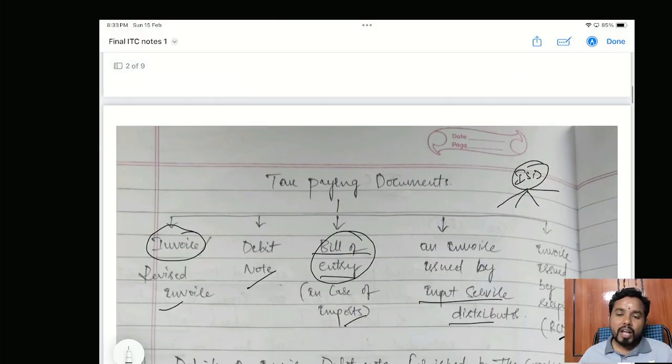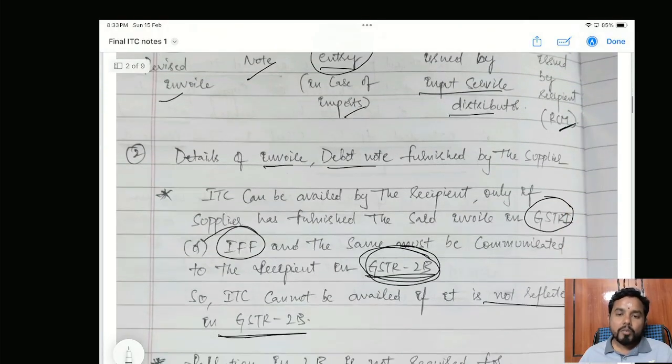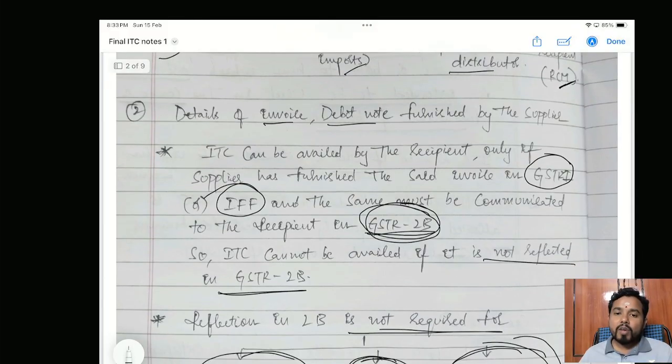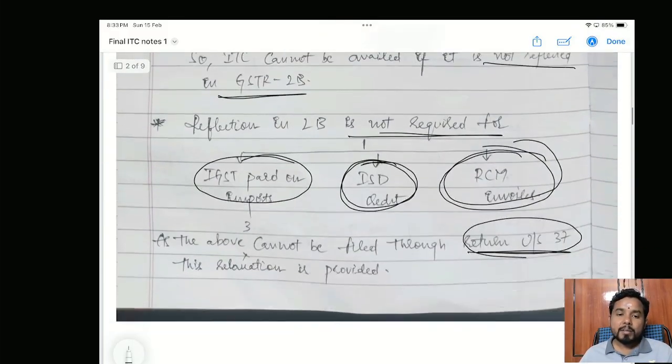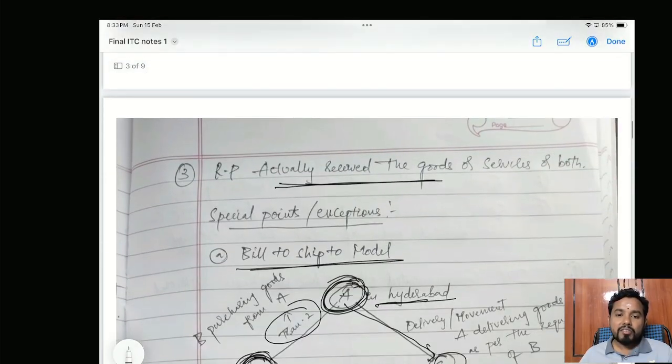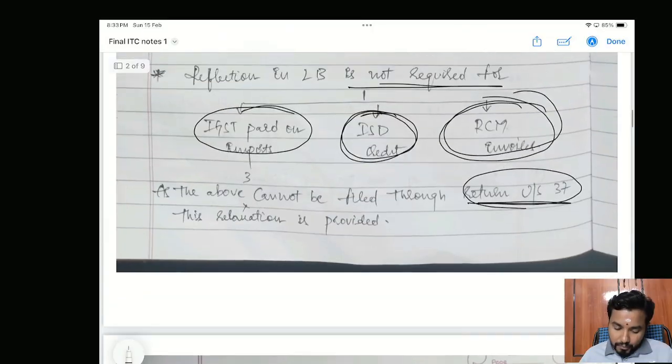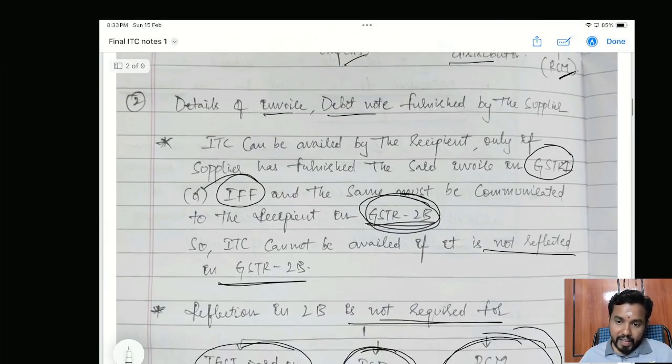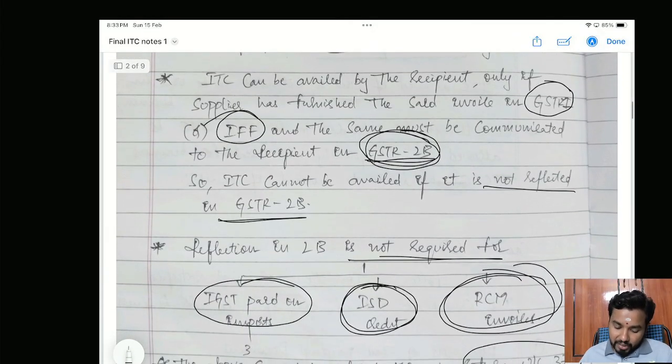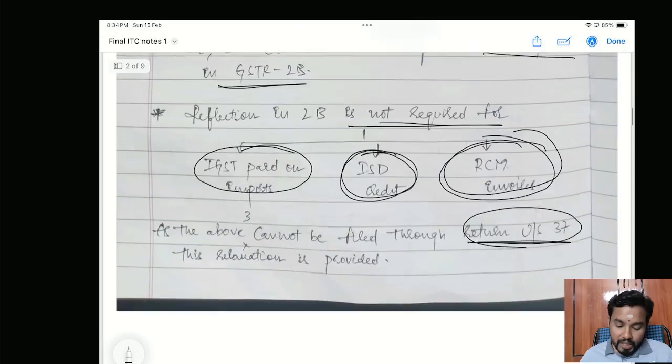First one, you should have some tax paying document in your possession. Next one, the details of invoice or debit note should be furnished by the supplier. And the third one, it should get reflected in 2B. First one, tax paying document. Second one should be furnished by the supplier and it should get reflected in 2B.